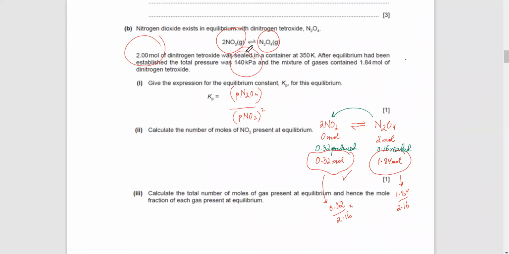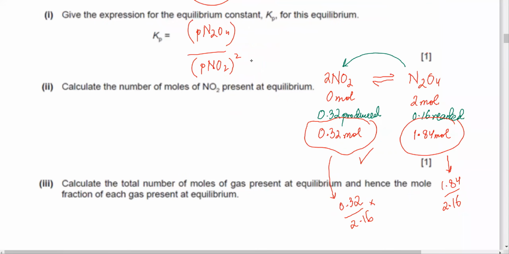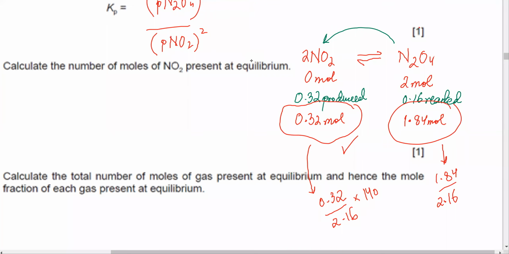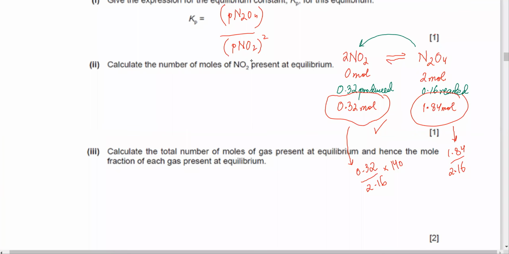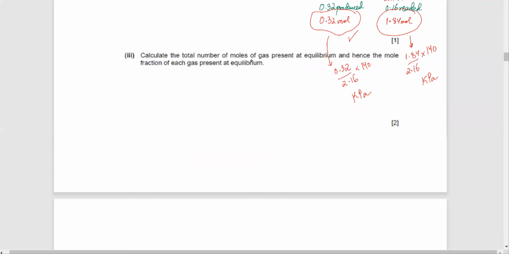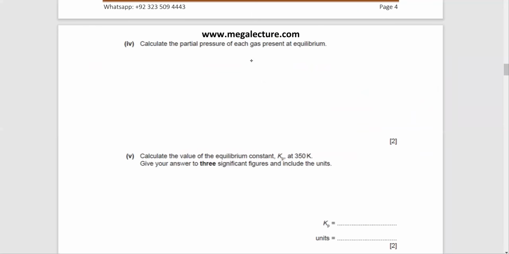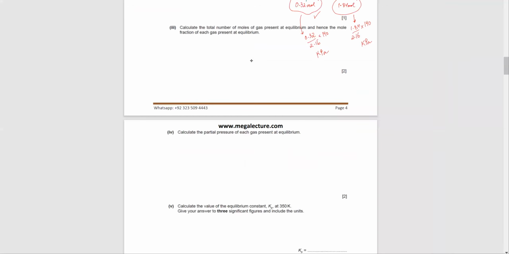140 kilopascals. That's provided over here. No need to convert kilopascals into pascals or anything. Just multiply it by 140, and you will get the answer in kilopascals. I mean, this value would be in kilopascals. The partial pressure of this would also be in kilopascals. And the last thing that you had to do was calculate the value of Kp.